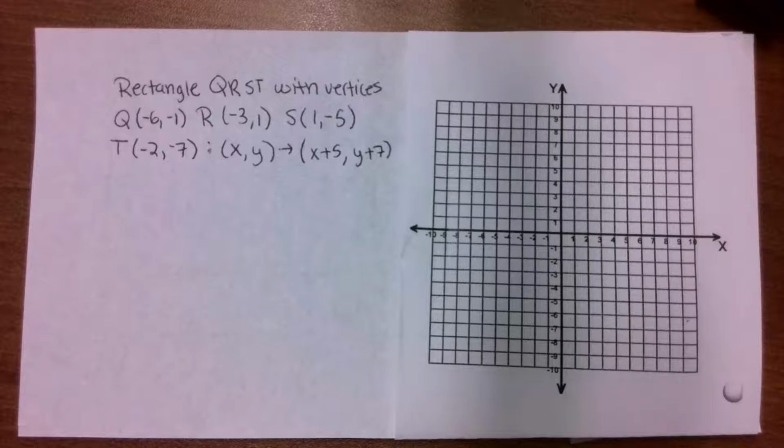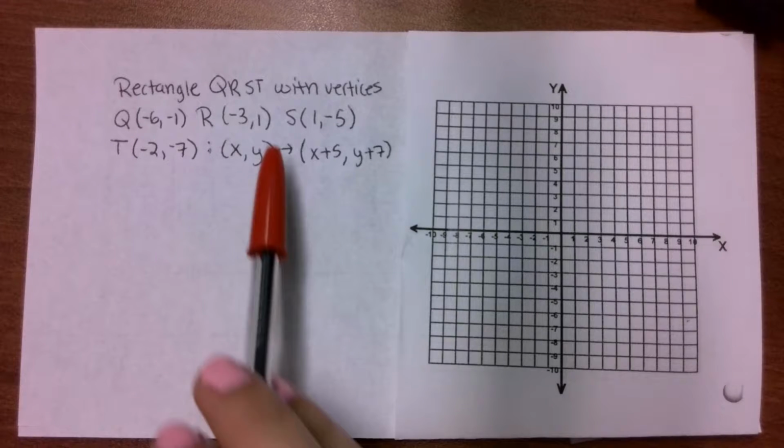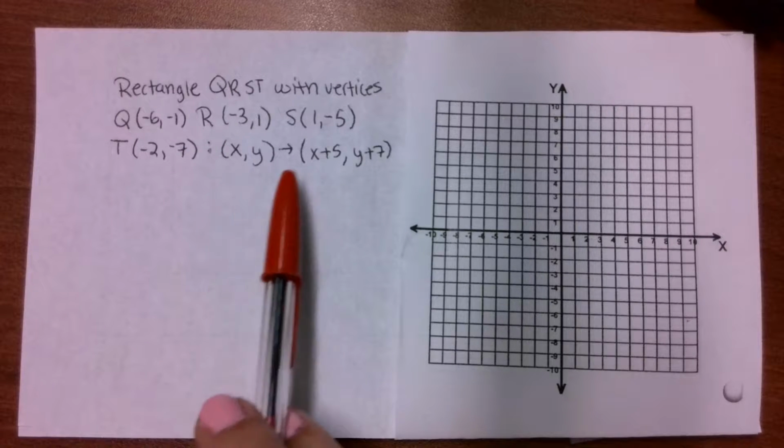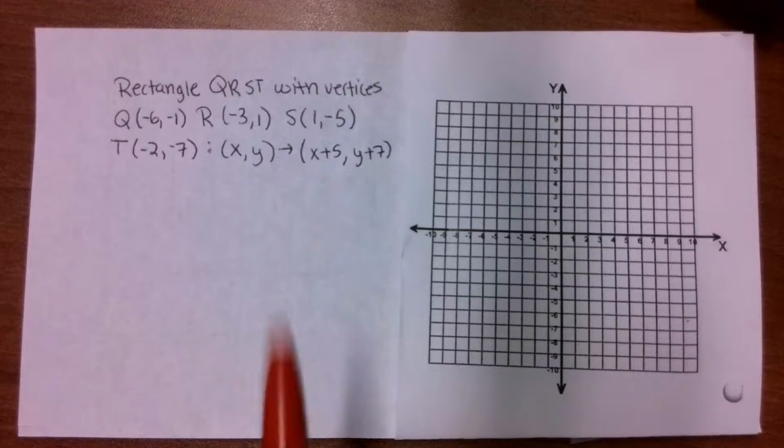We have rectangle QRST with vertices Q at -6, -1, R at -3, 1, S at 1, -5, and T at -2, -7. This is our translation. We want X plus 5 and Y plus 7.